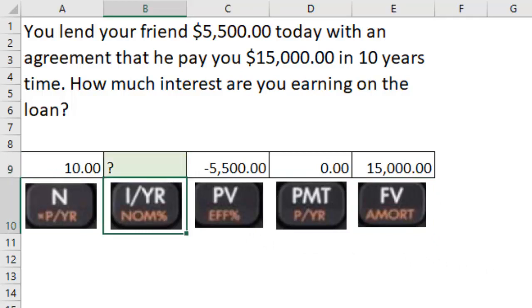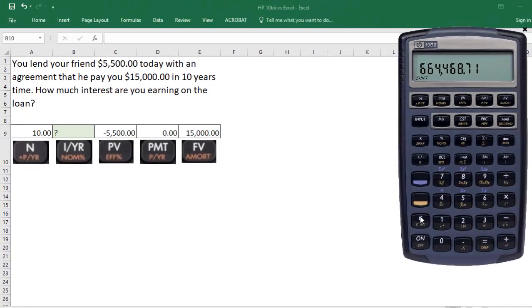Let us first do that on the calculator. Orange shift C to clear all. Let's start punching the numbers in. 10 for 10 years. We don't know the interest per year. 5,500 minus for the present value. 0 for the payment. 15,000 for the future value. What is the interest per year? 10.55. Let us see if Excel agrees.